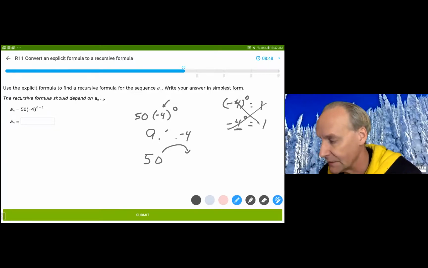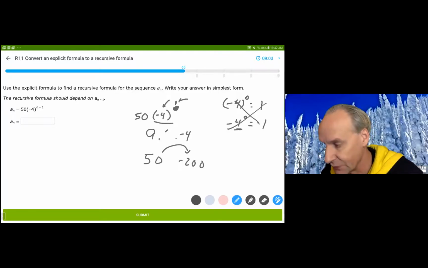And the reason is because this is no longer going to be 0. When I go to the second term, it's now going to be 1. So I'm going to have an extra negative 4 that's getting multiplied. That's going to be negative 200. Then I'm going to multiply. This is the numbers that's going up. So I'm going to multiply by negative 4 again, which is going to give you 800.